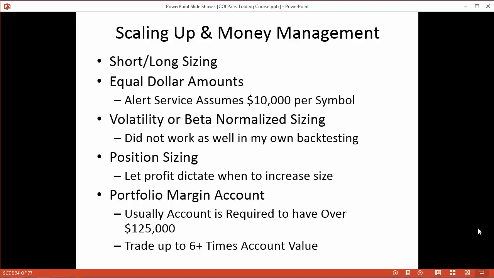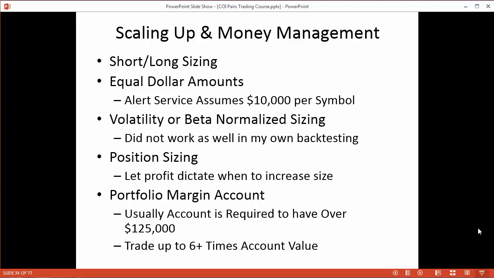Also, you can incorporate position sizing in your pairs trading. This lets your profit dictate when to increase your size. So as you start pairs trading, start small, and as you start building profits, you can start increasing the size of your pairs. In other words, the dollar amounts that you'll trade on each side of a pair.